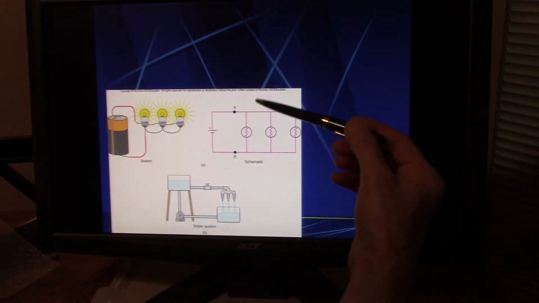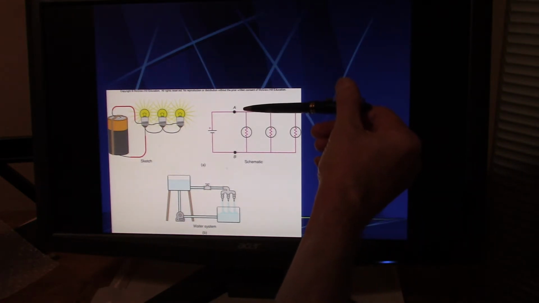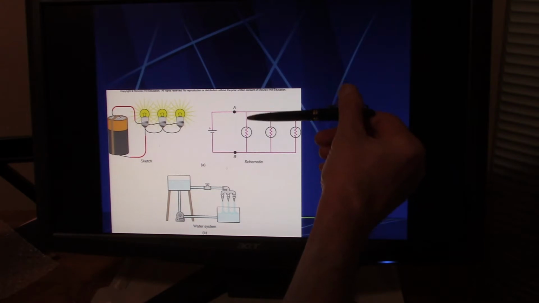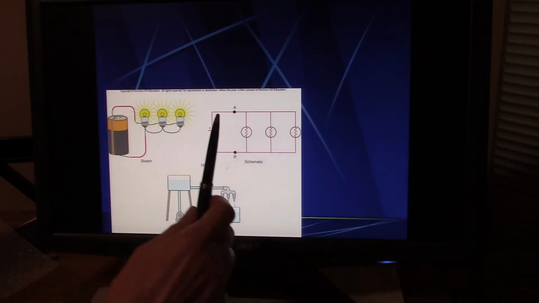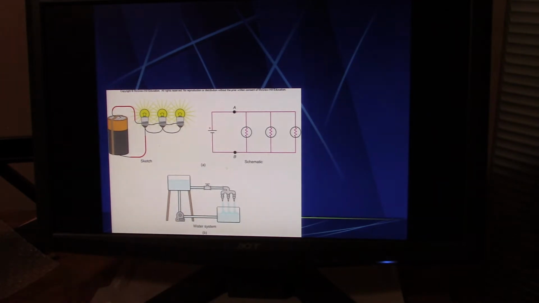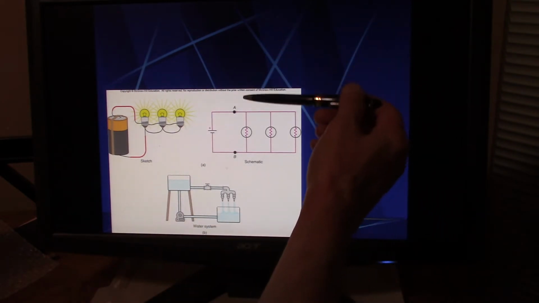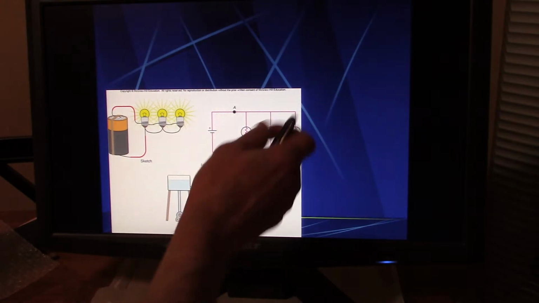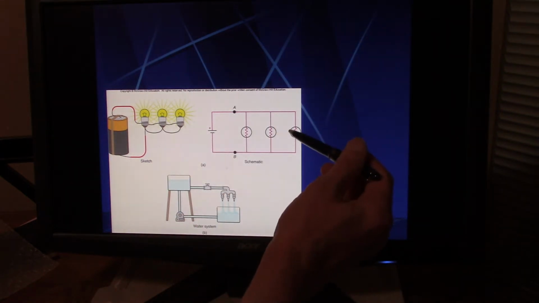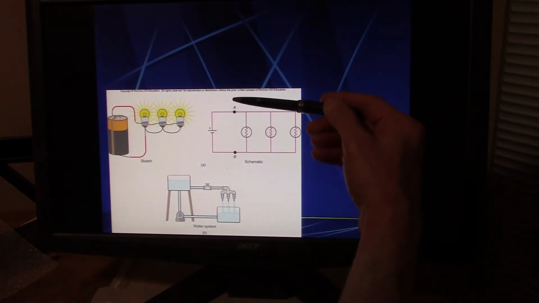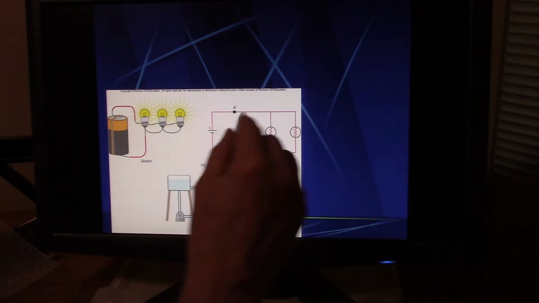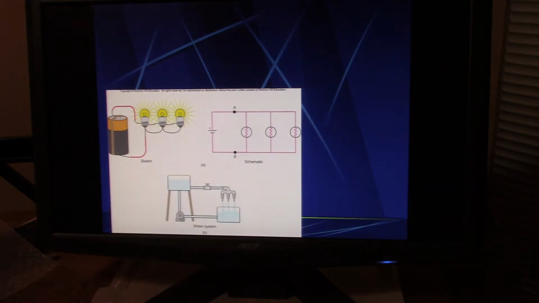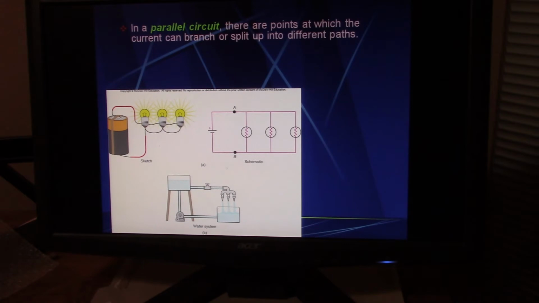Well, now the voltage is the same across all of these. In the previous one, the voltage would go down, and each one of these would have a lower voltage. Here, the voltage is the same for all of these, okay? But you measure the resistance differently. We're going to show you that in a second.